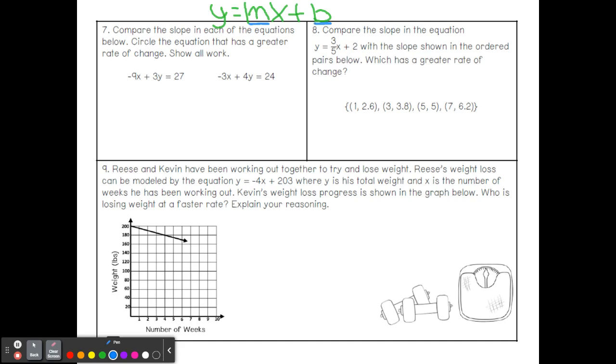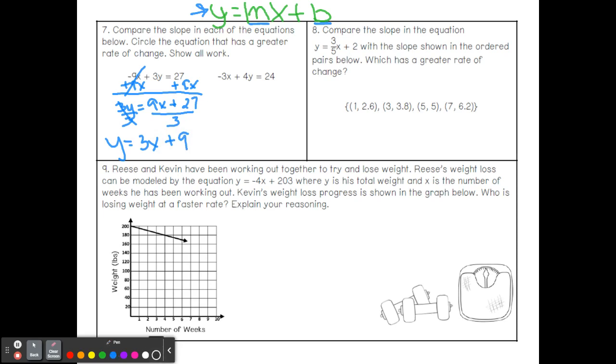So we need to change these equations, and we talked about this a little bit yesterday. So what I want to do is get my y's on one side by themselves. So I'm going to get rid of this x. So I'm going to add 9x to both sides. When I do that, then I'm left with 3y equals 9x plus 27. But what I want you to notice is that y has to be by itself. So in order to make that happen, I have to divide by 3. What I do to one side, I have to do to the other. So now I have that y equals 3x plus 9.